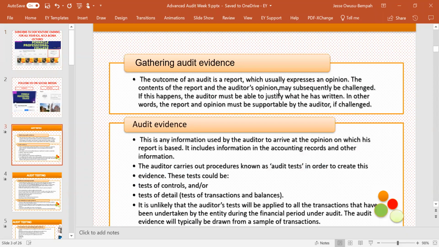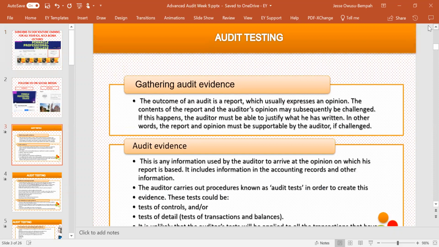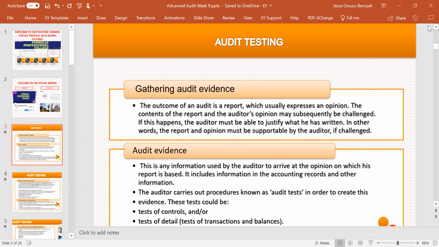Now, today we'll be talking about audit testing. We cannot talk about audit testing without talking about audit evidence. We test based on the evidence. So testing cannot be done without gathering audit evidence. It's extremely important.